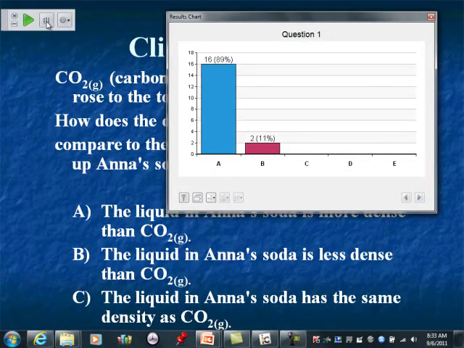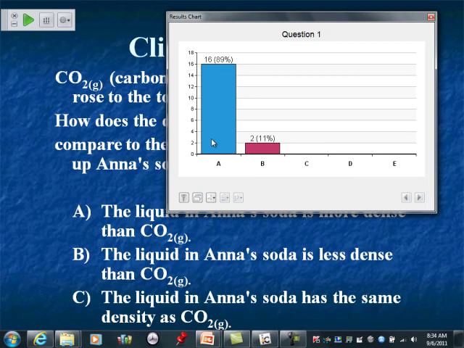Most of you got it right, but there are 2 wrong answers. What happened? The liquid in the soda is less dense than CO2. If the liquid was less dense, then the bubbles should be on the bottom and the liquid should be on the top. Is that what the question says? It says the bubbles are on the top, the liquid is on the bottom, right?